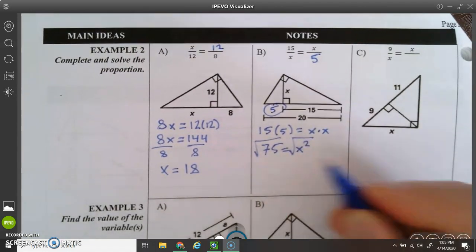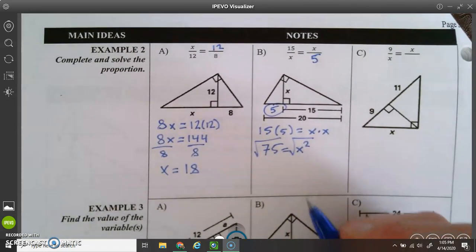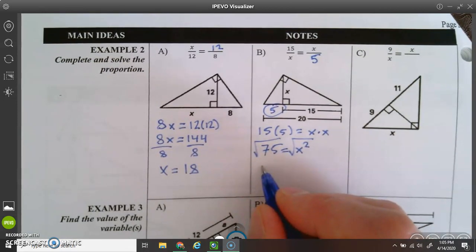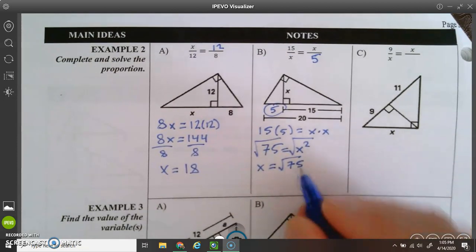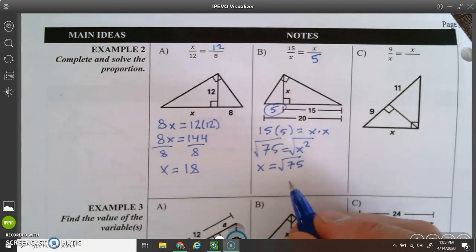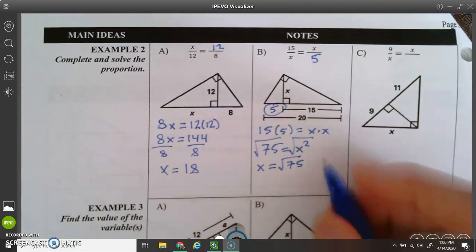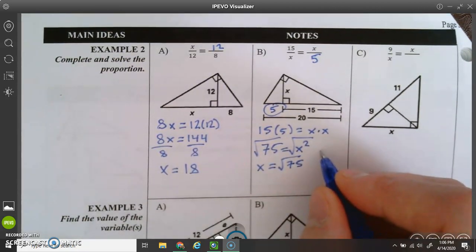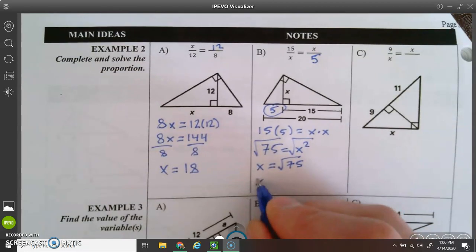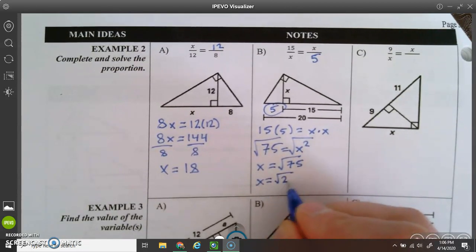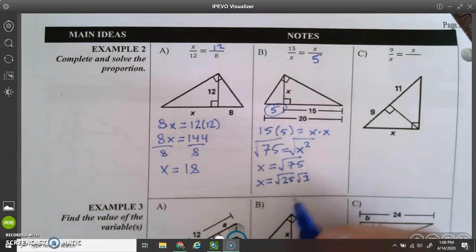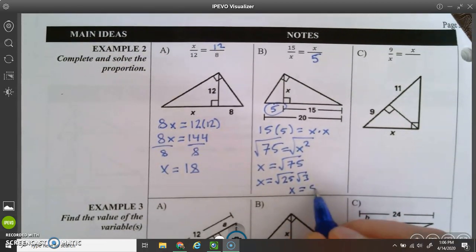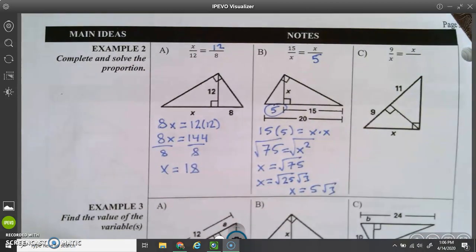15 times 5 is 75. X times x is x squared. So I take the square root on both sides to eliminate the squared. Then I have x equals the square root of 75. There's a perfect square that can come out of 75, and that is 25. So if I split up the square root of 75, I get x equals the square root of 25 and the square root of 3. And the square root of 25 we know is 5. So x equals 5 square root of 3.